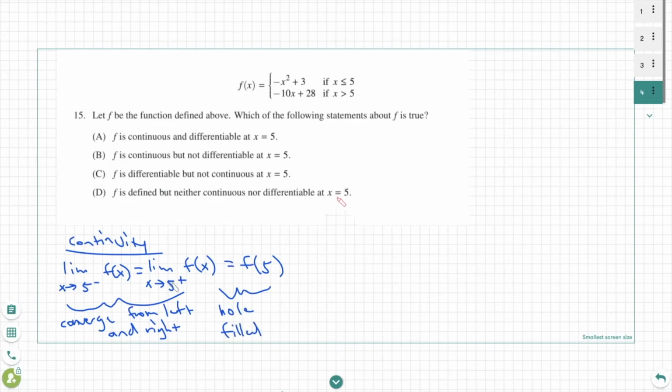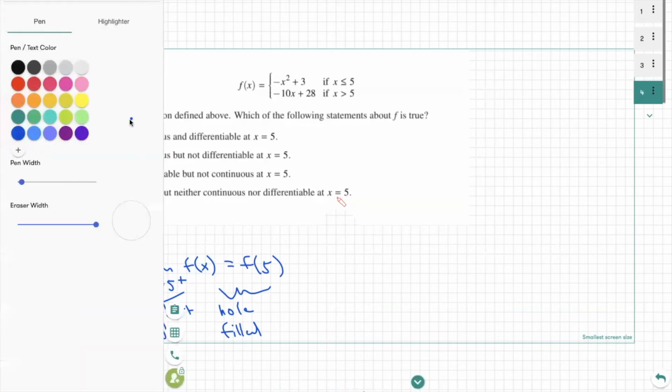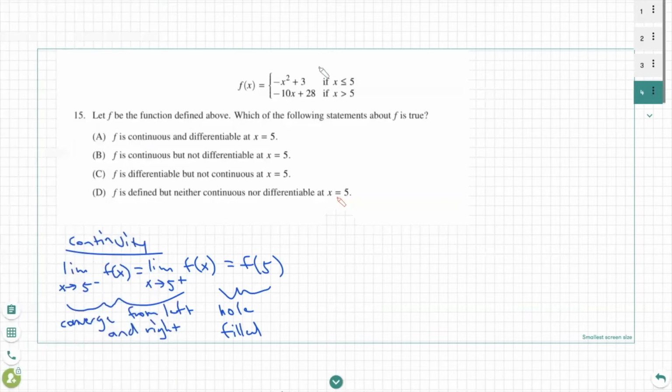Okay, so let's check continuity first. And how do we determine that? Yeah, so I think you just set them up equal to each other, right? How do we find the limit approaching from the left? Yeah, so you look at what's less than 5. Okay, so which function do we use? You use the top function, and then you set that equal to the bottom function, because the bottom function is the right side of 5. Okay. So what do you get then?